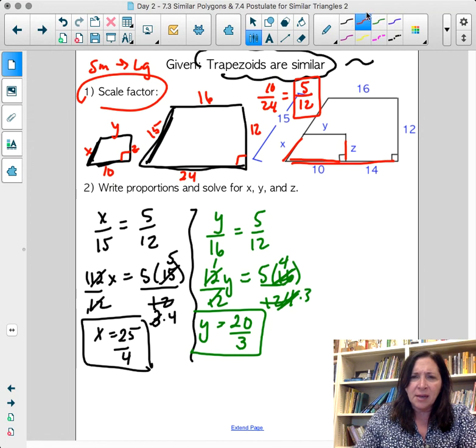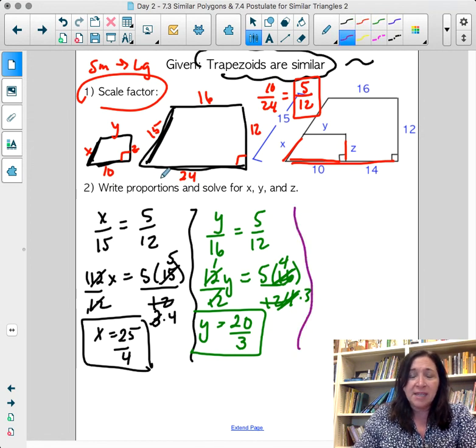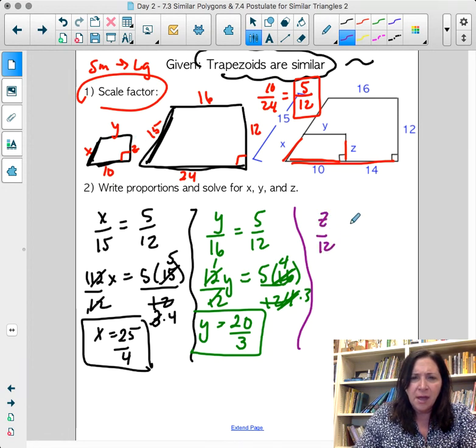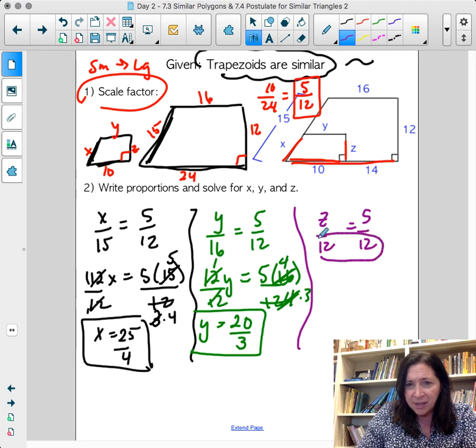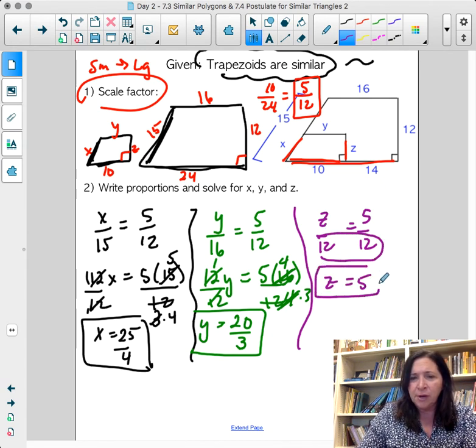And lastly, in order to find z, we're going to go z is to 12 as 5 is to 12. And again, I can cross multiply and get 12z equals 12 times 5. But really, if my denominators are the same, then z is going to equal 5. And I could set my numerators equal to each other.